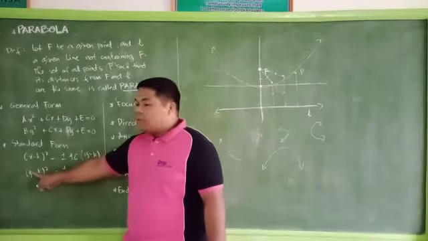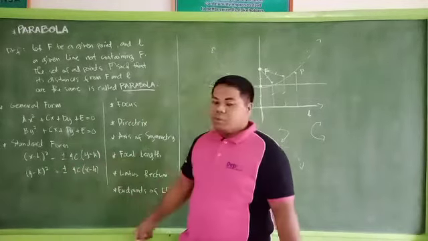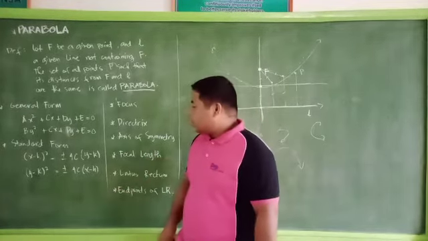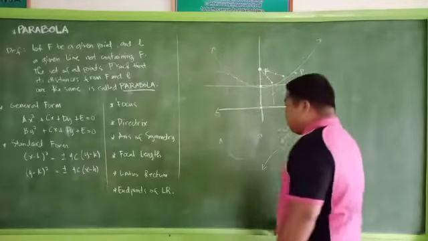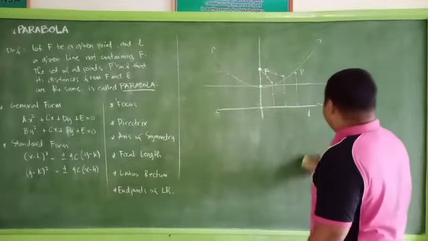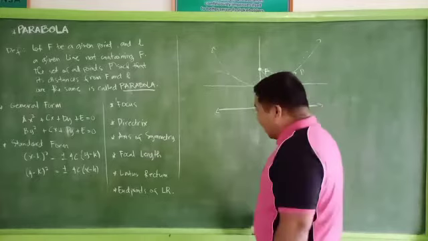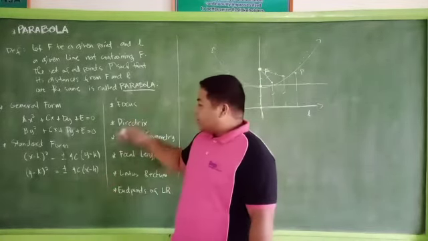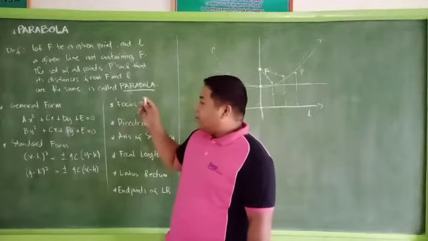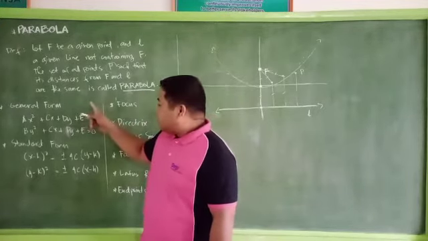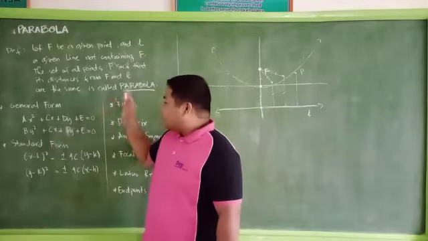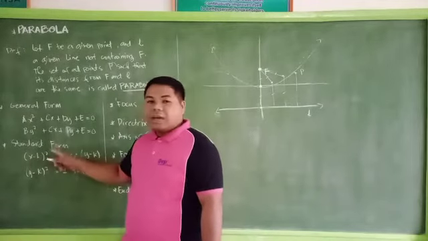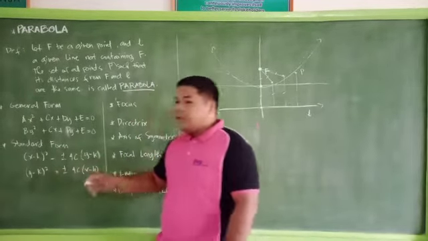And then also, meron tayong (y − k)² = ±4c(x − h). Now, gaya ng sabi ko kanina, paano natin, or ano yung kahalagahan nito? So, kailan tayo gagamit ng general form na may x squared, general form na may y squared, at also kailan tayo gagamit ng standard form na may (x − h)² tapos (y − k)²? So yun yung mga tanong.